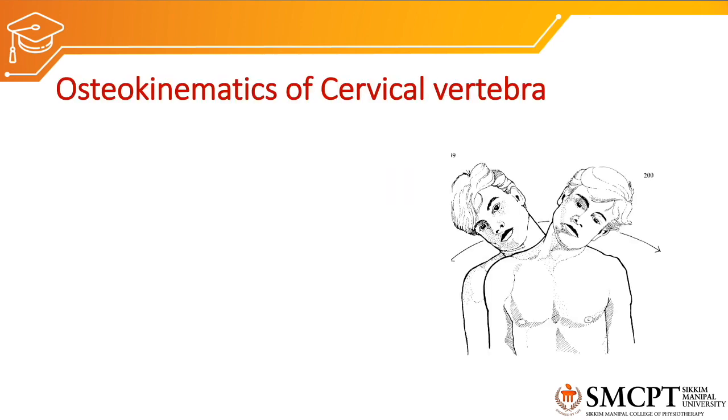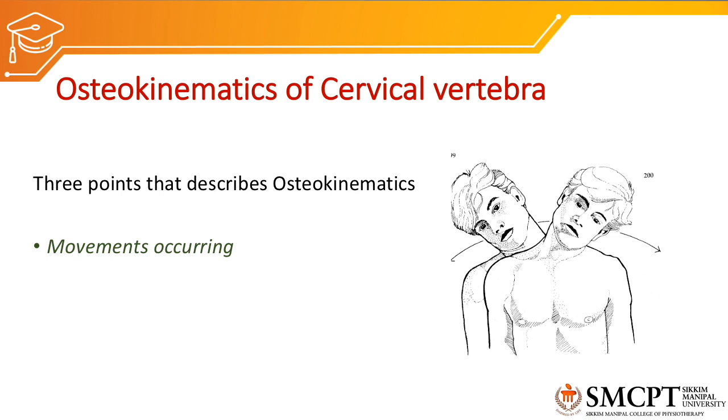Under kinematics, we'll discuss the osteokinematics of the cervical vertebra. When we describe osteokinematics, we have to remember 3 points. First, the movement occurring at that segment. Here we are discussing the cervical vertebra. Second, the plane and axis in which the movement occurs. And the third point is the range of motion. So these 3 points should always be written if asked about osteokinematics for any segment.